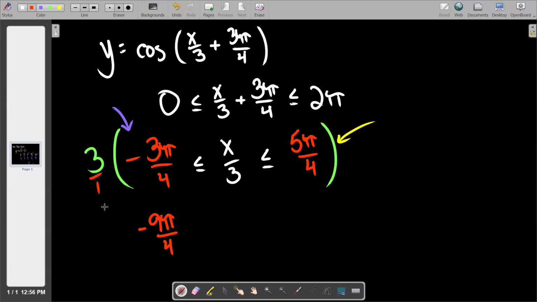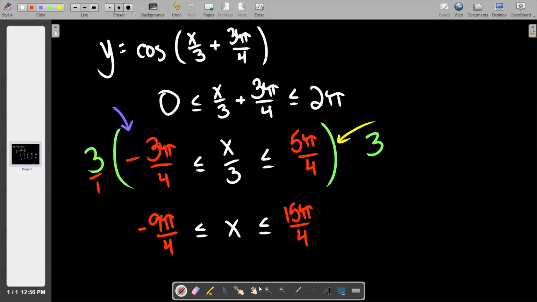So there we set a boundary. We have negative 9 pi over 4 is less than or equal to x is less than or equal to... And on the right-hand side, if we multiply also by 3, what do we get? 15 pi over 4. So at this point, if I said you need to make a list of the 5 numbers, we already have the first and the last. Now we just need to find the second, the third, and the fourth.